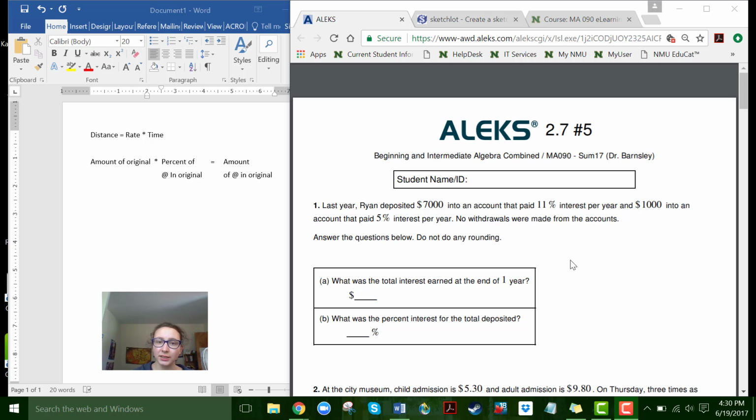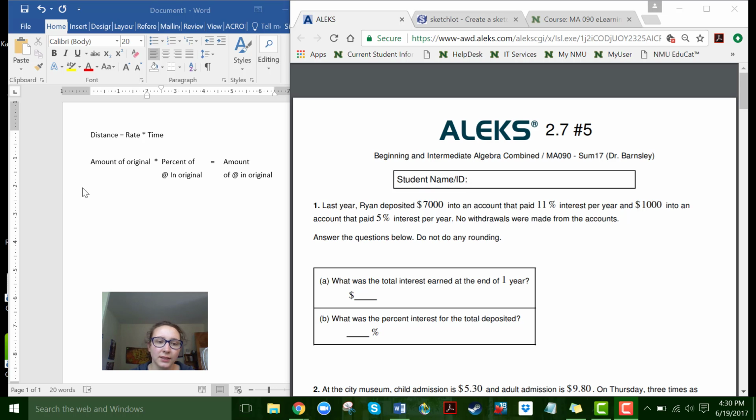Is it a system of linear equations? Is it a percentage problem? That kind of thing. Now, a lot of them are going to use this over here, distance equals rate times time. So that's a good thing to remember because it'll come up in a bunch of different problems.